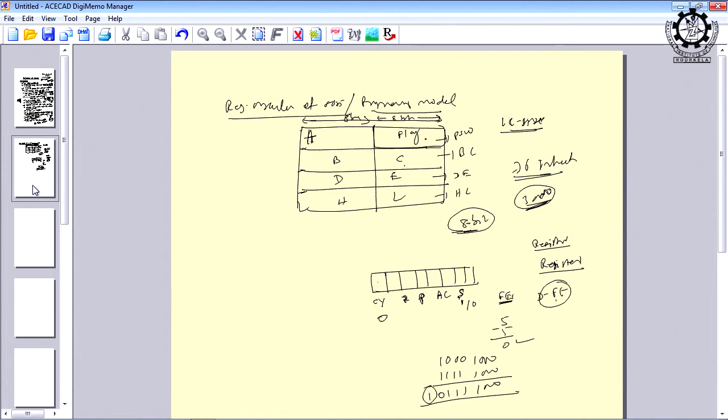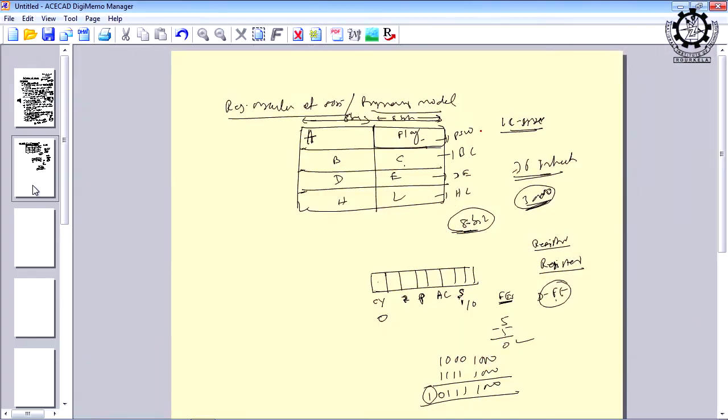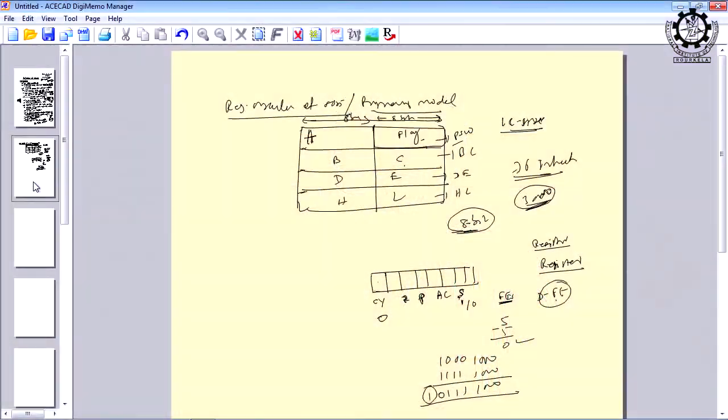Then I think accumulator and flag is very clear, and both are combined. If you combine these two, we call it program status word. And do not confuse it with the program status word you have studied in computer architecture or computer organization or operating system, because the same term is used differently in different places. But here program status word means accumulator plus flag.